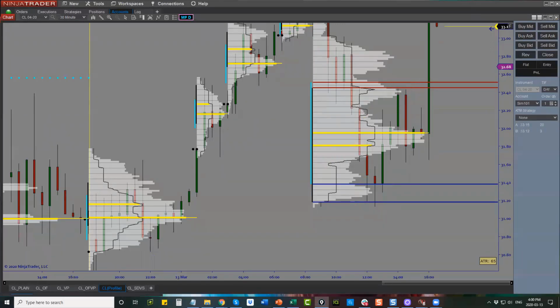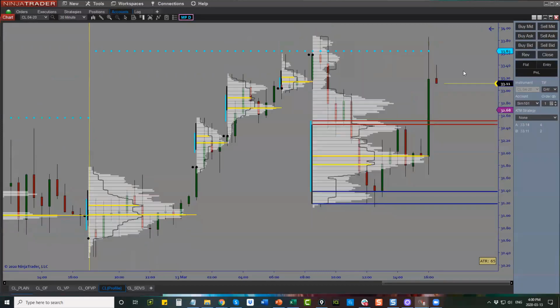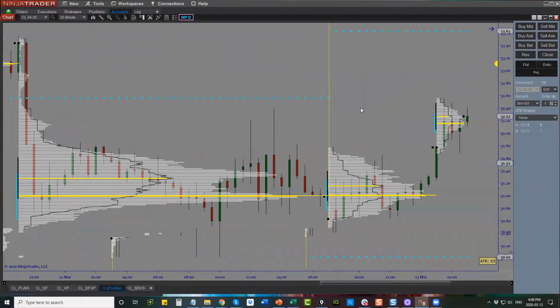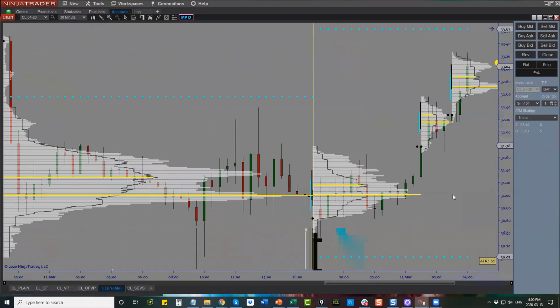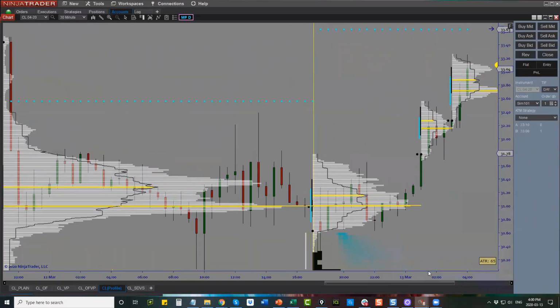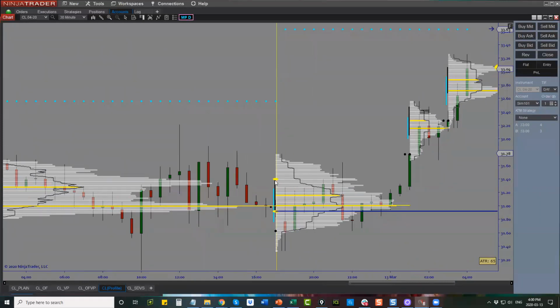I don't like that example because that profile just merged at 4 o'clock. I want to use a different example. I want to use a profile that didn't merge. I want to go back here and take a look at another example. That's today. Let's go over here and take a look at this. I'm going to grab this. Let's just grab those. Okay. That's the value areas of the profile off the overnight session.